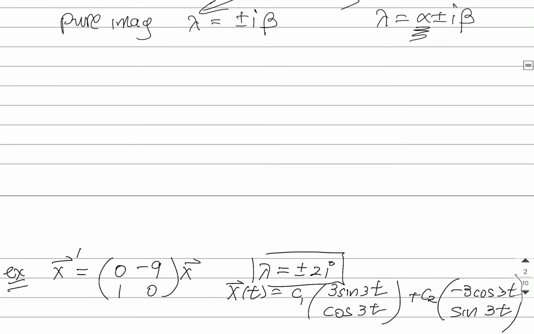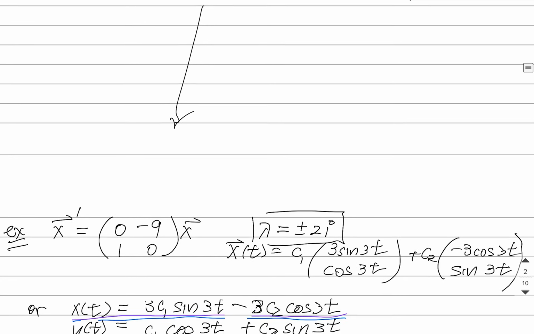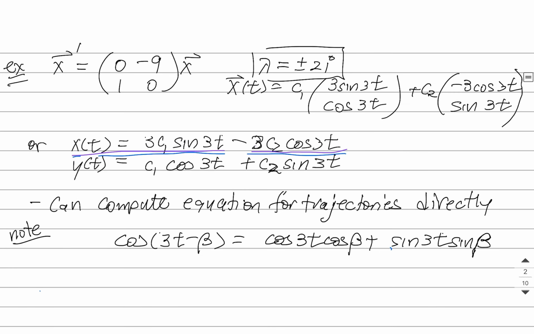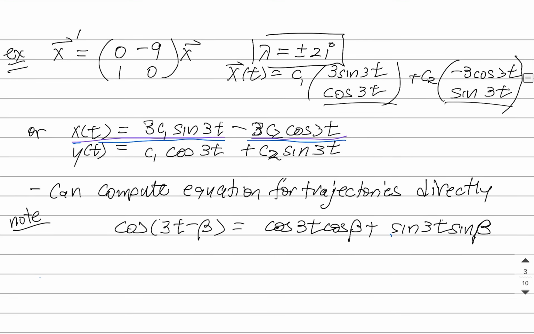Now, as an illustration of this purely imaginary case, here's an example that's been considered. We have a 2x2 system. It has eigenvalues of plus or minus 2i, so they're pure imaginary. You can take those eigenvalues, figure out the eigenvectors, and form the solution in terms of real functions, sines and cosines. So you can pause the video if you'd like.